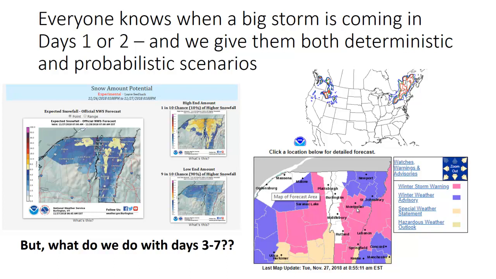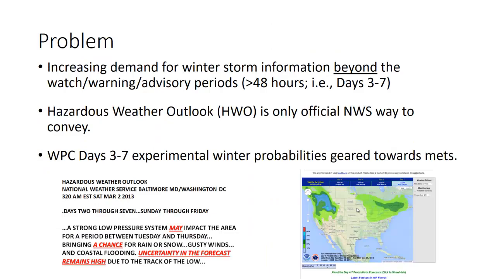Really not too much. I mean, we may mention it in an AFD. We may put something in it about a complex weather scenario developing next Friday that may cause wintry precipitation, but we don't go into a lot of detail about what the threat's going to be. So that's a problem.